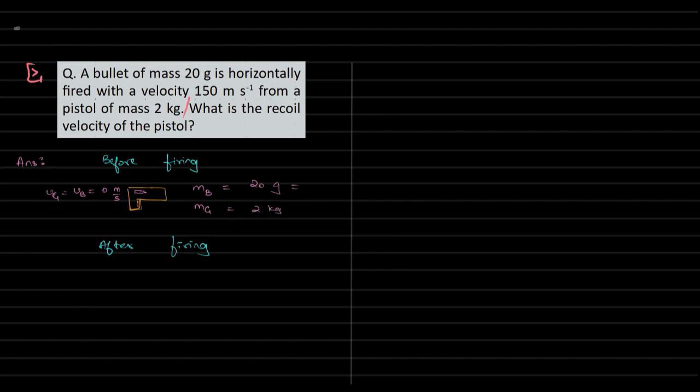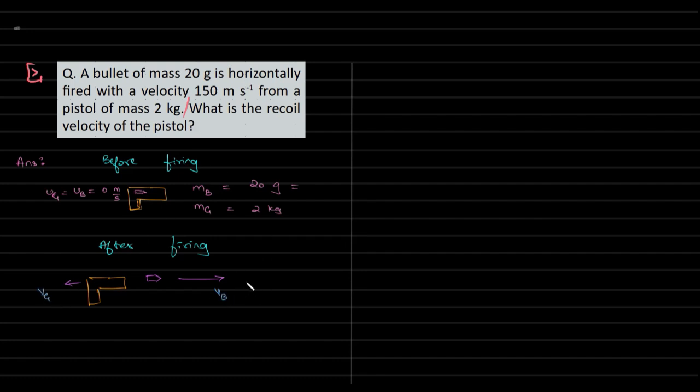And after firing, what happens? We have the gun pushing the bullet. That is your action. And what is the reaction? The gun gets pushed back. So the bullet will move to the left and the gun will move to the right. Can you see that I'm representing them with different arrows? This is longer and this is shorter, because the velocity will not be the same. This is the velocity of the bullet and this is the final velocity of the gun.